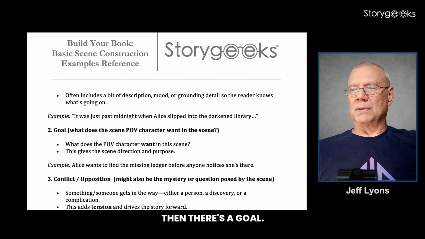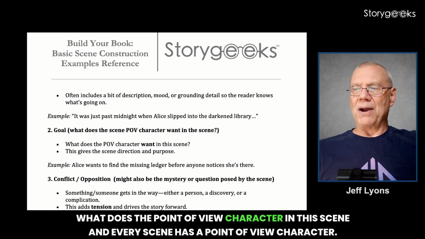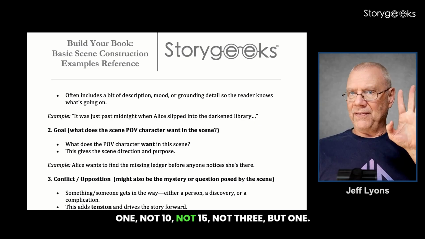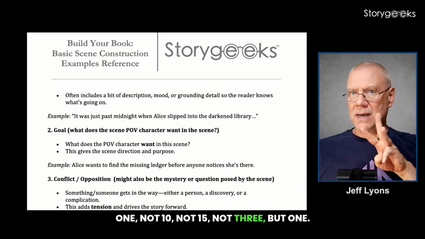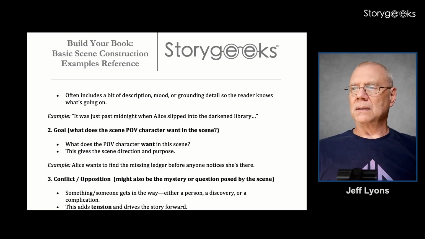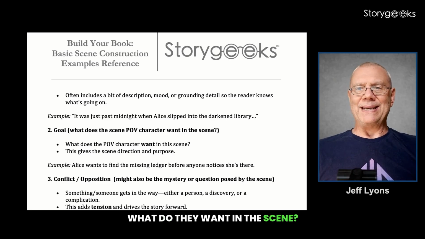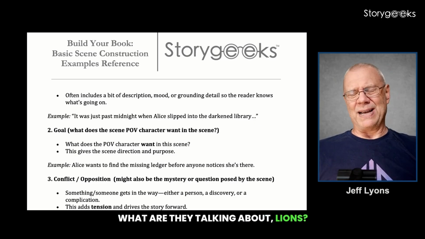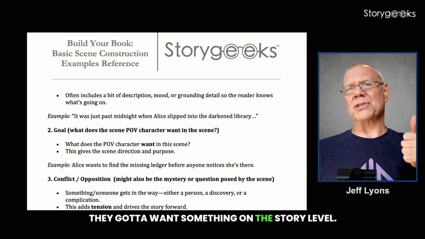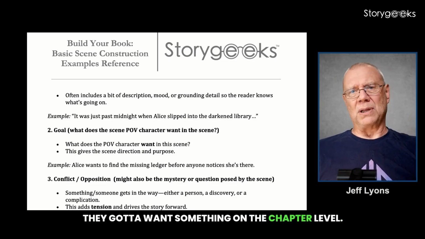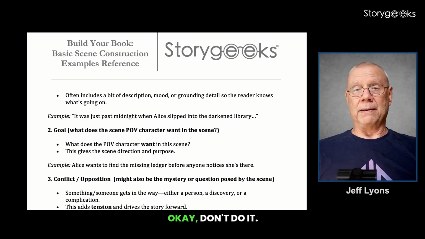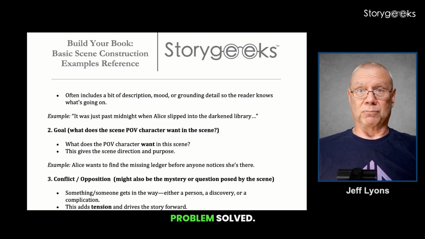Then there's a goal. What does the point of view character in this scene, and every scene has a point of view character, one, not ten, not fifteen, not three, but one, want in the scene? Oh my God, characters have to want stuff all over the place. What are you talking about, Lyons? They've got to want something on the story level. They've got to want something on the chapter level. They've got to want something on the scene level. Give me a break. Okay, don't do it. Problem solved.